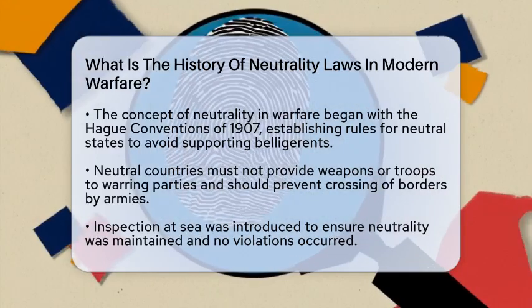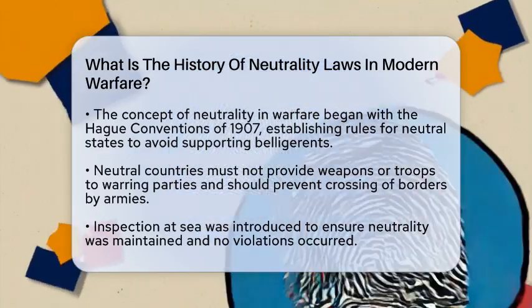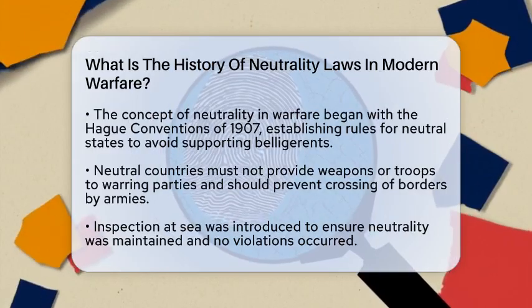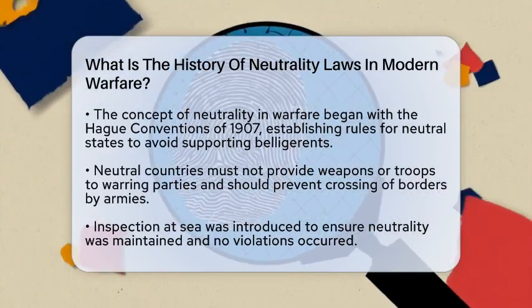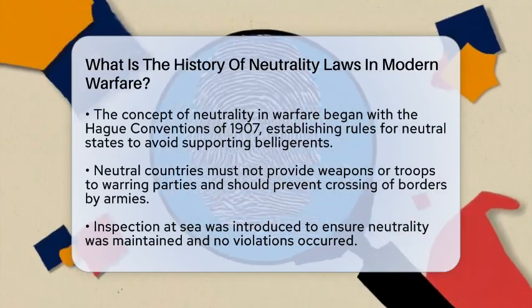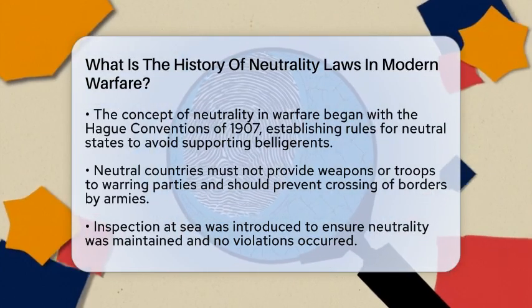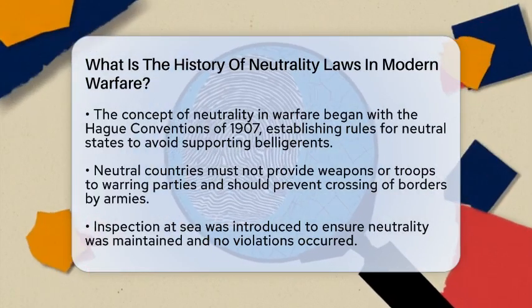It all started with the Hague Conventions of 1907. These treaties set clear rules for neutral states, saying they must not take sides or support one side with weapons or troops. They also had to stop belligerent armies from crossing their borders and allow inspections at sea to make sure no one was breaking neutrality.